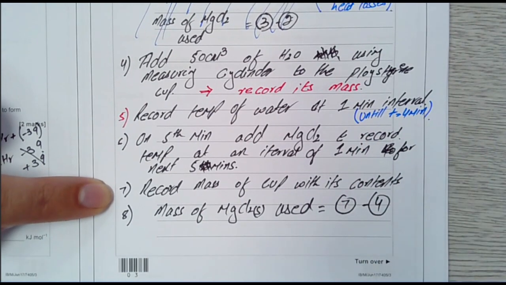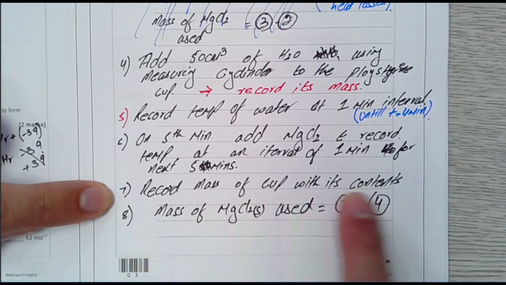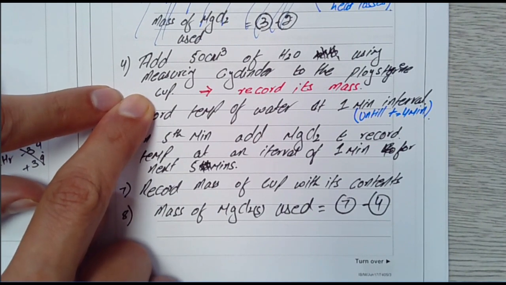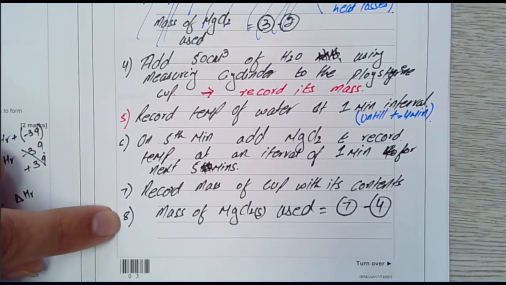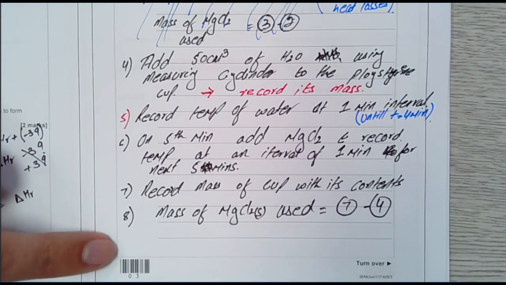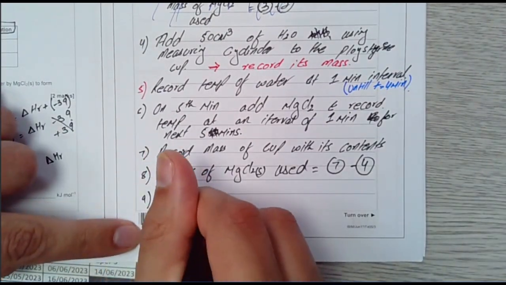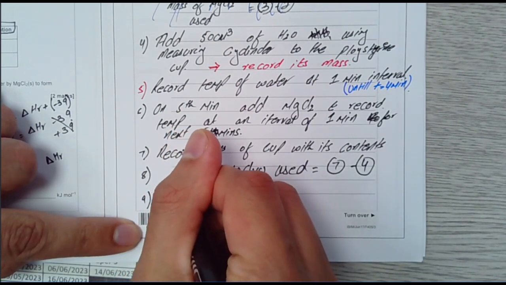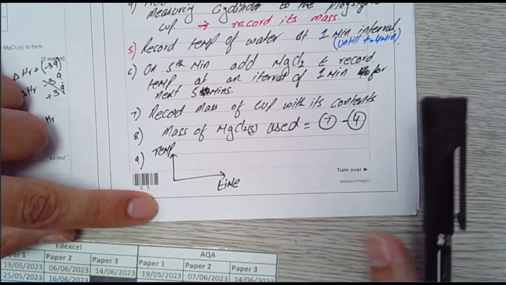Are people with me on this bit? Because on 7, what is it? I've got everything in the polystyrene cup. Here I recorded the mass of the polystyrene cup and water. So if I take away the mass of the polystyrene cup and water from the entire content, that will give me the mass of MgCl2 used. Once I'm done with this, then I will plot the graph of temperature against time.